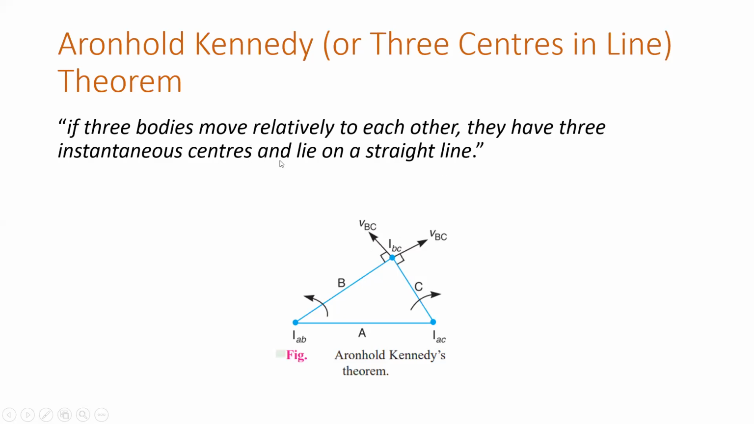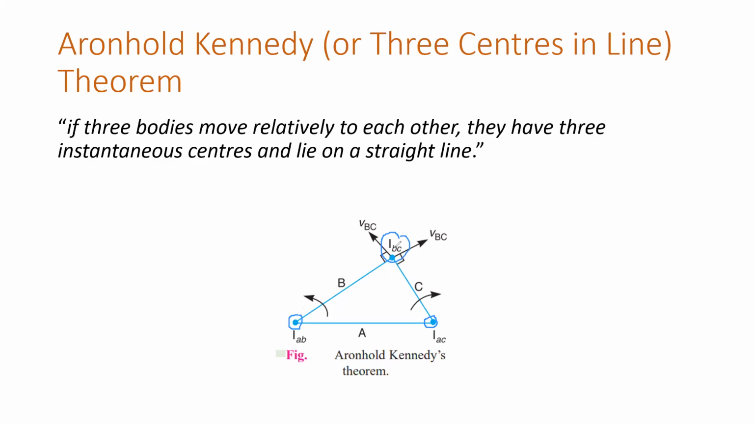Now the next condition, what it says, is that all three ICRs will lie on a straight line. All these three ICRs will lie on a straight line. So here, suppose we have located the ICR IAB here. ICR IAC is here. We know for sure. Okay, then we have to locate where ICR IBC will be.